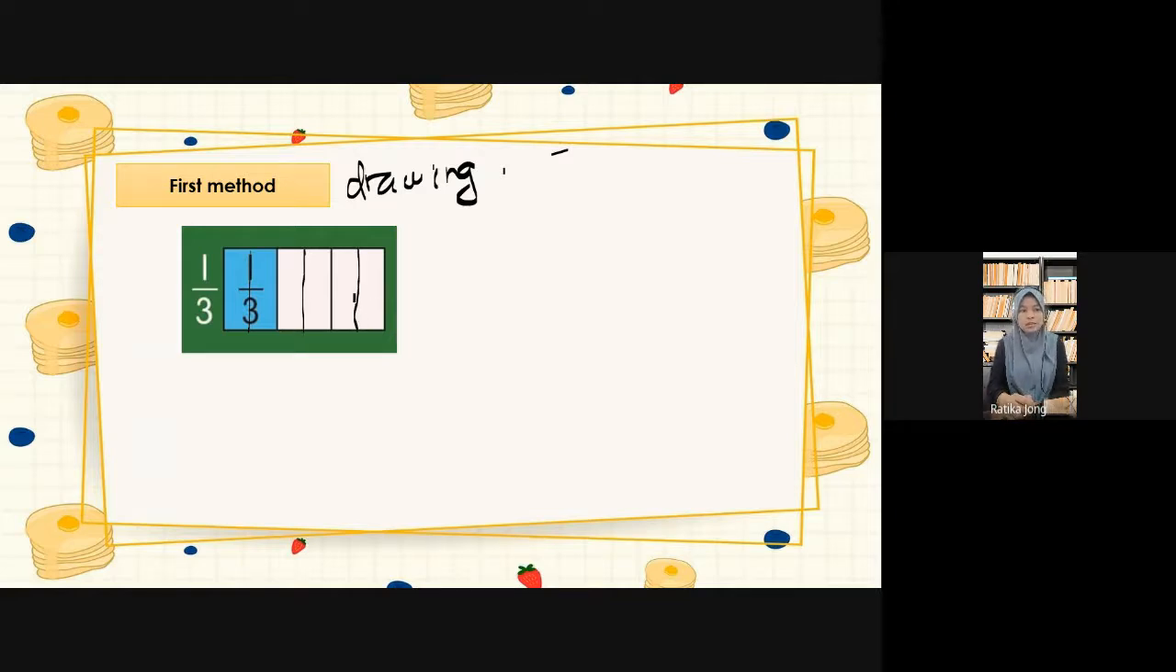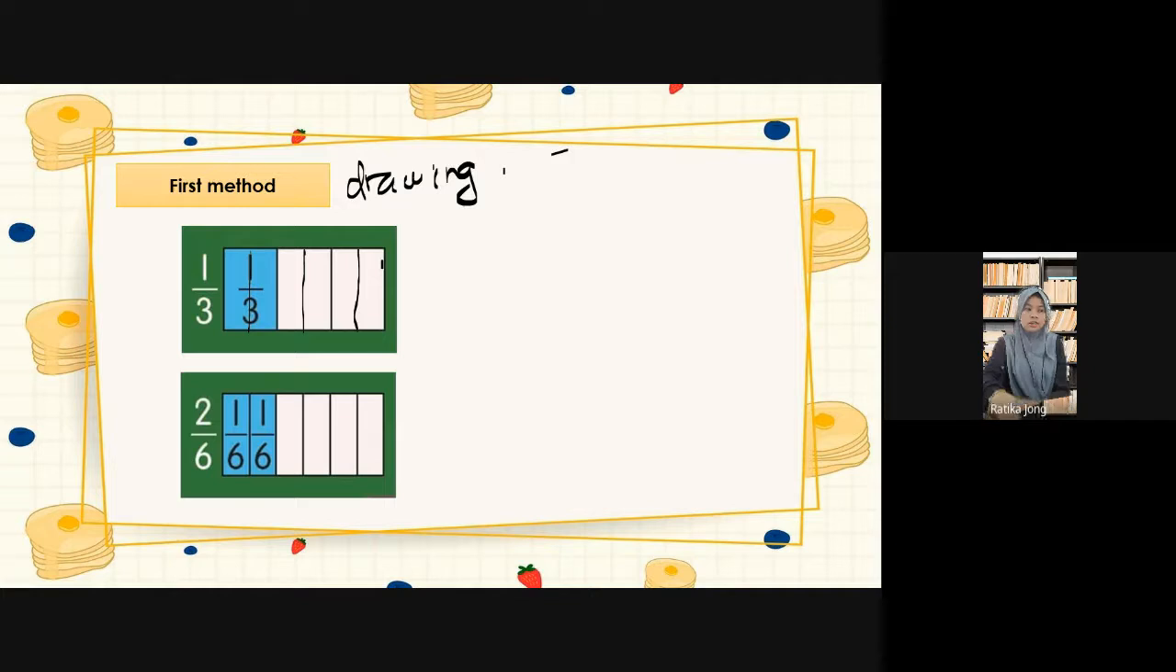Okay, pastikan dia sama besar. Okay, now you have how many parts? 1, 2, 3, 4, 5, 6. 6 parts kan? So, okay, now look. Cikgu dah bagikan. Tu turun ke bawah jadi macam tu. Okay, but still, yang bahagian warna biru, yang cikgu warnakan ini masih sama besar. So, this one is 1/3 and this one is 2/6.